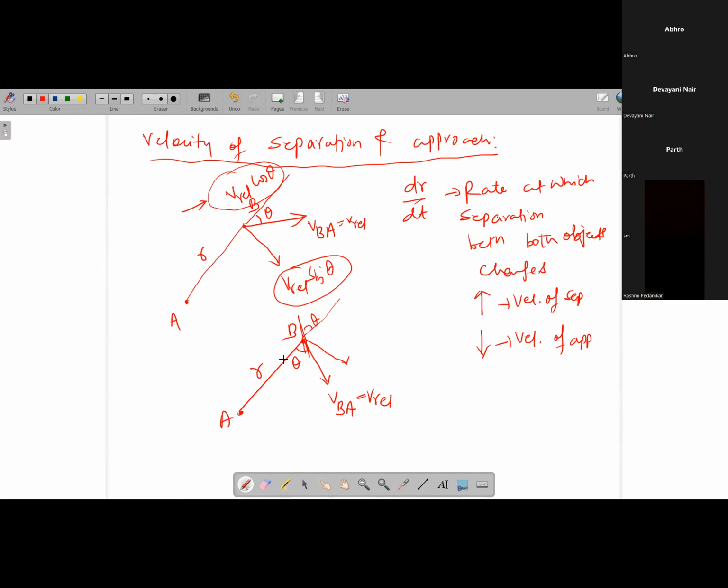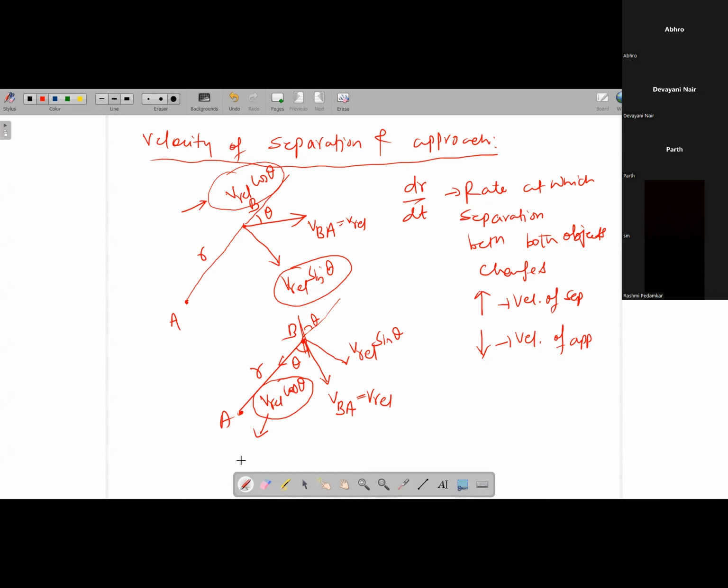So again, this will have two components. One will be V relative cos theta, and the other will be V relative sin theta. Now you again feel that this velocity will have a tendency to decrease the separation between A and B, and this one will just try to rotate AB. Any velocity perpendicular to the line joining A and B will always have a tendency to rotate that thing.